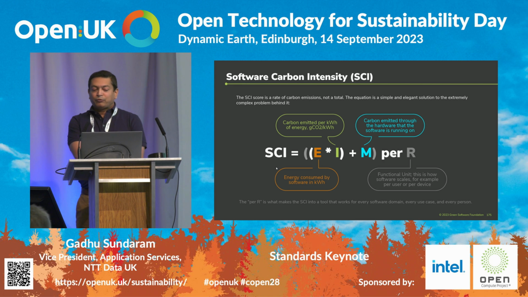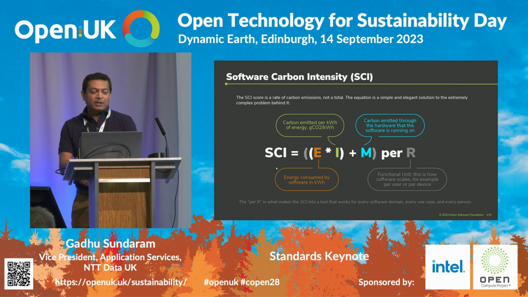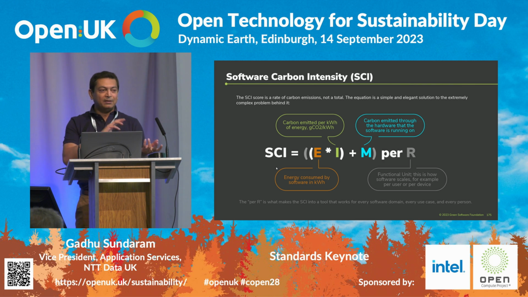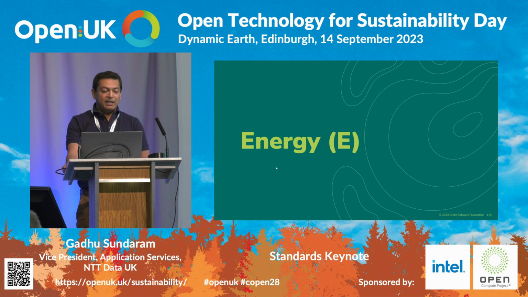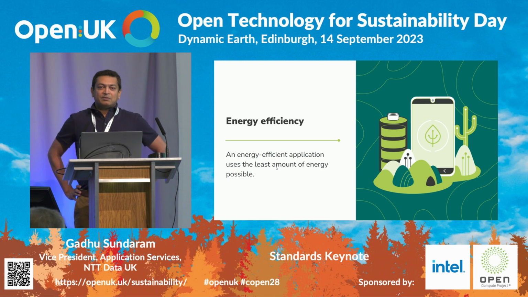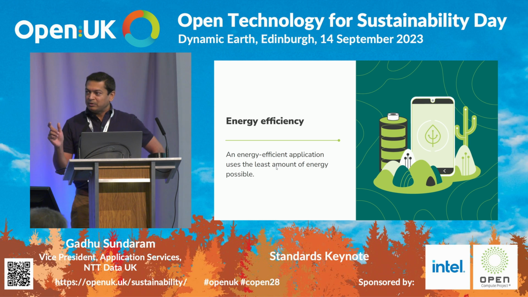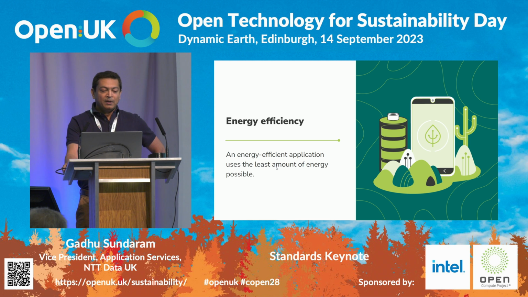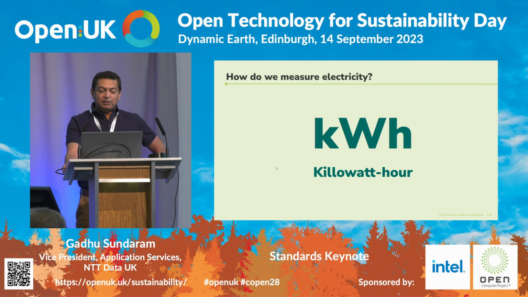Now there are 4 main things to remember, and I'll talk you through that. E, I, M per R, and I'll talk you through each of these aspects. The first one is just energy. It's measured in kilowatt hours. This denotes the total energy that your software uses in terms of kilowatt hours. And I'll tell you what can be done with that.